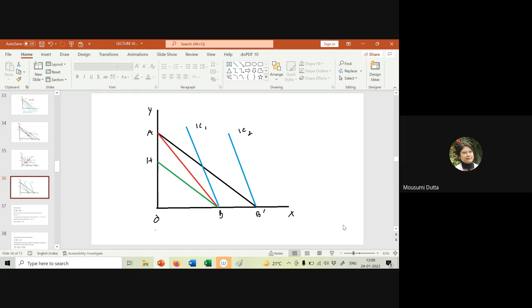When the compensated change in income is withdrawn, the budget line shifts parallelly from HB to AB prime, and then the equilibrium point shifts from B to B prime.